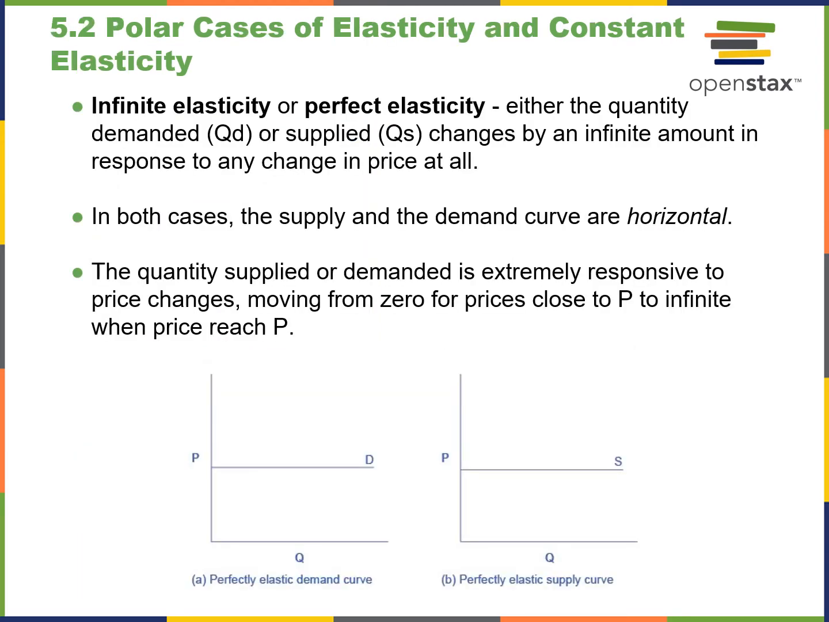The polar cases of elasticity and constant elasticity. The first case is infinite elasticity or perfect elasticity. So really the price of the product doesn't change whatsoever, nor does the supply necessarily. So you'll see a horizontal demand curve or a horizontal supply curve in this particular instance.